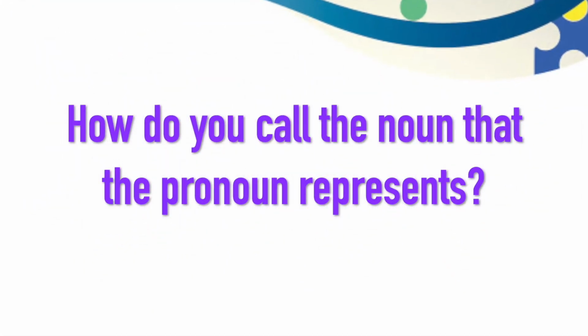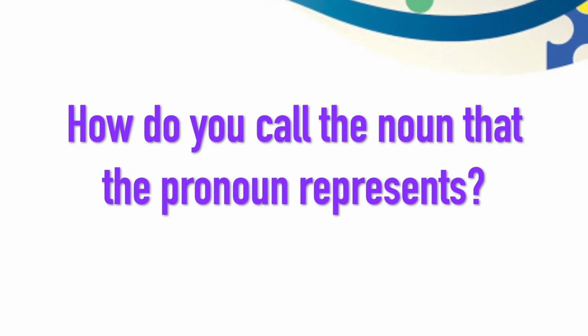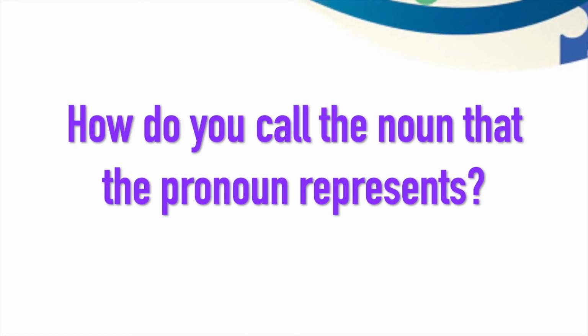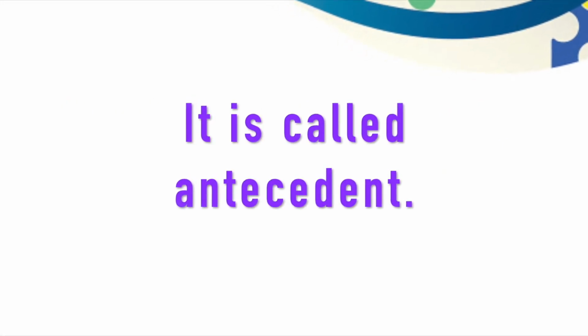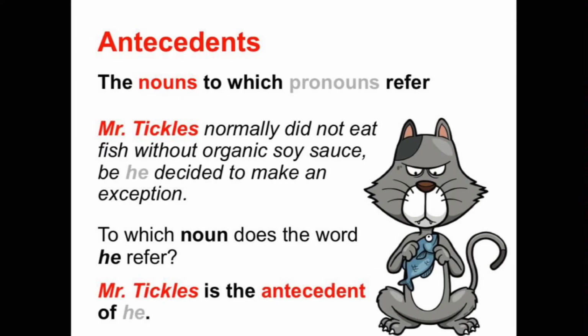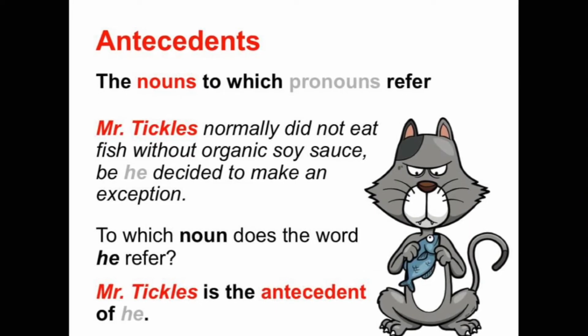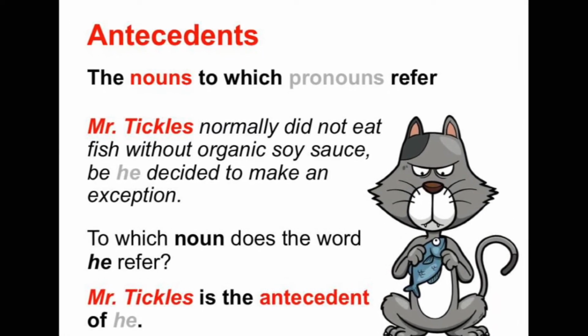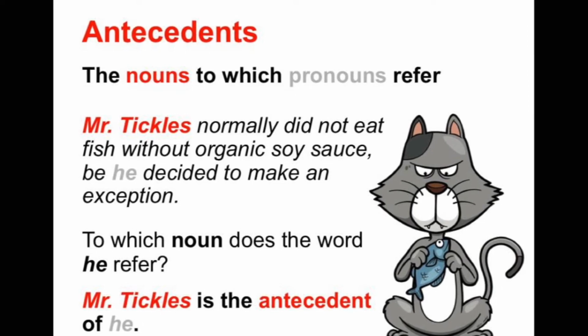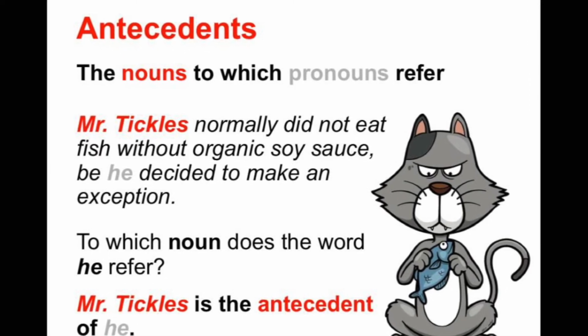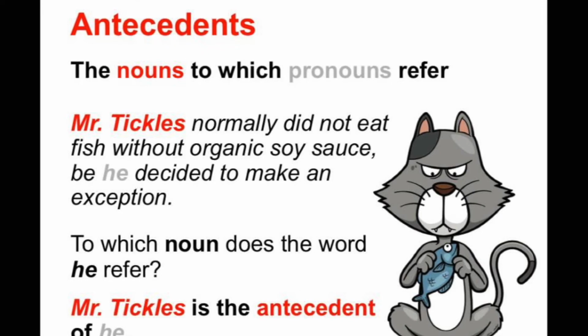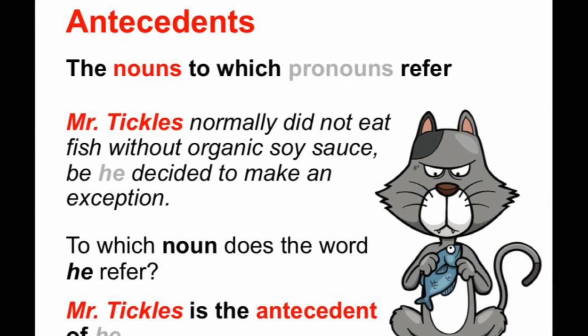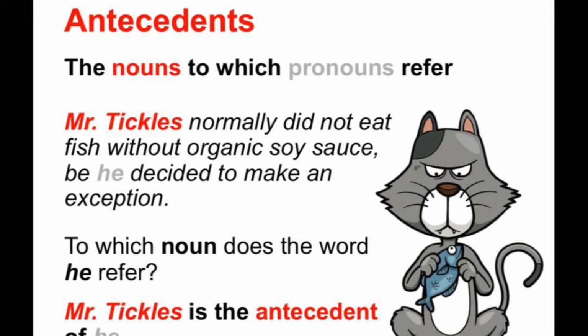What do you call the noun that the pronoun represents? Yes, it is called the antecedent. For example, in that sentence, to which noun does the word he refer? Yes, it refers to Mr. Tickles. Mr. Tickles is the antecedent in that sentence.